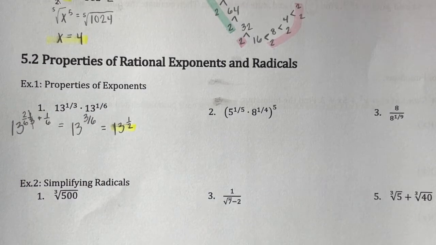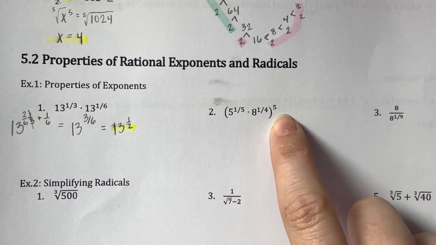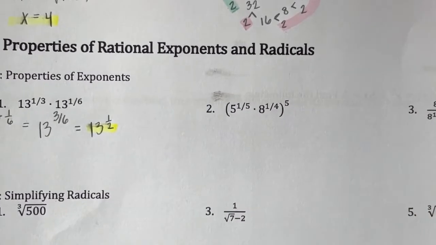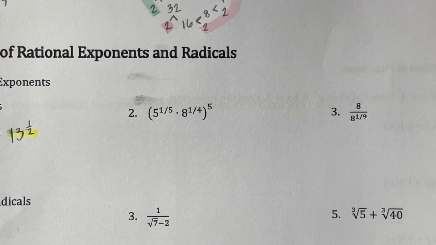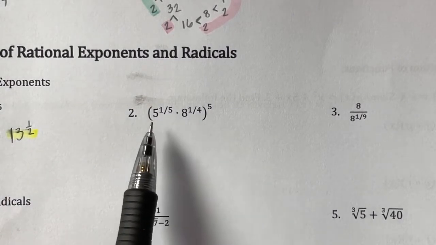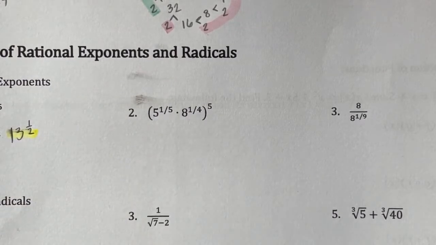And then for number 2, we have 5 to the 1/5 times 8 to the 1/4, all raised to the 5th power. So now in this case, our base isn't the same. One base is an 8 and one base is a 5. So we can't add their exponents or anything. We can't combine those. But when we have multiple factors inside that are being multiplied together and they're all being raised to the same power, we can distribute that power in.